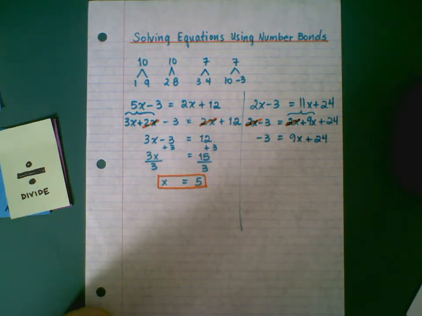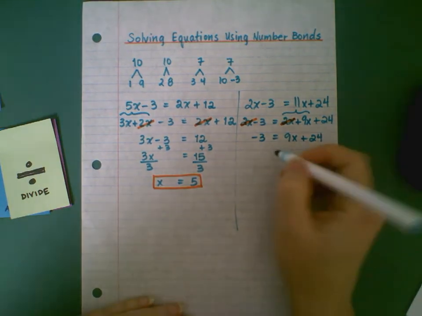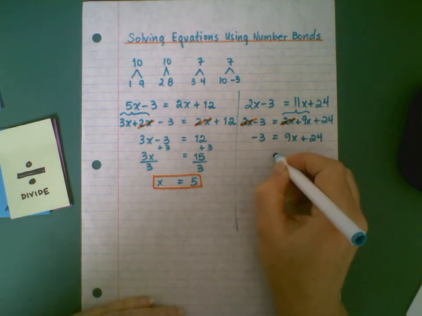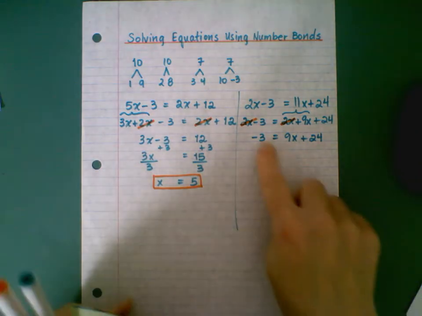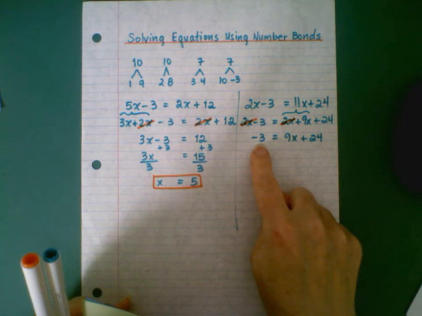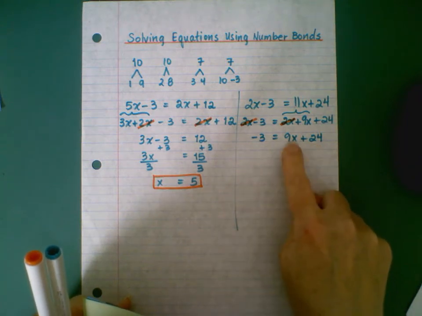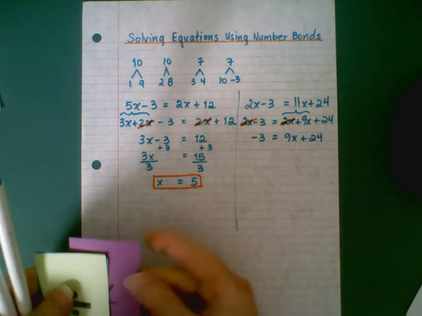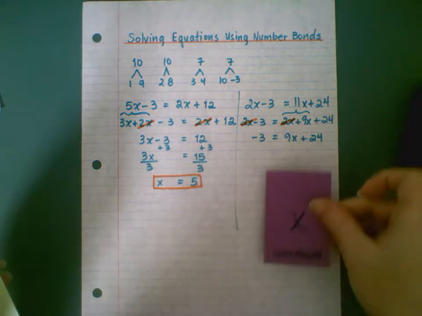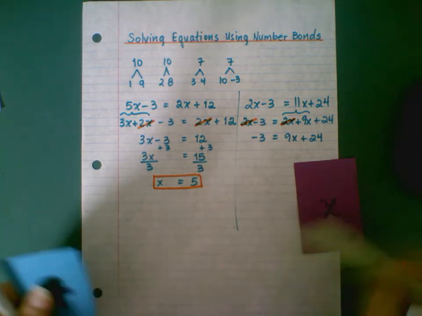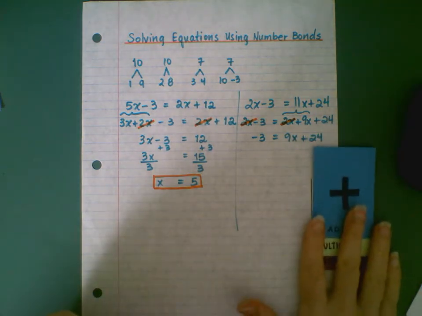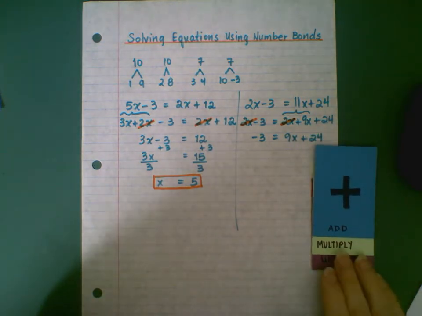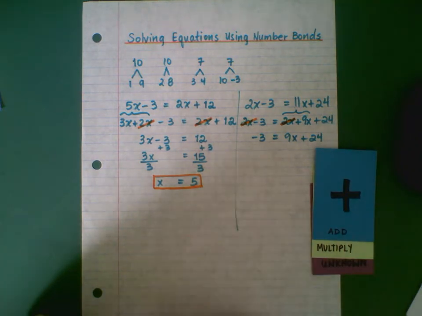I'm going to use another number bond here. Actually, I'm going to use my cards. I could do a number bond, but I'm going to use my cards. So I've got a value on its own, and on the other side of the equation I have just one variable, so I'm going to be able to use my cards at this point. So my unknown was multiplied by 9, and it had 24 added to it. That's my right-hand side. And the left-hand side is negative 3.